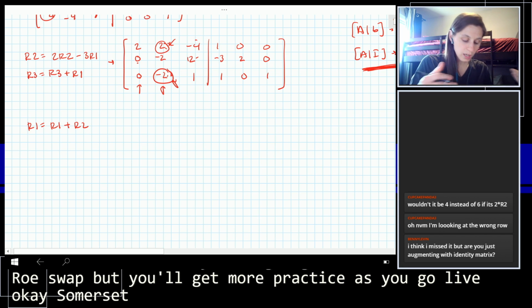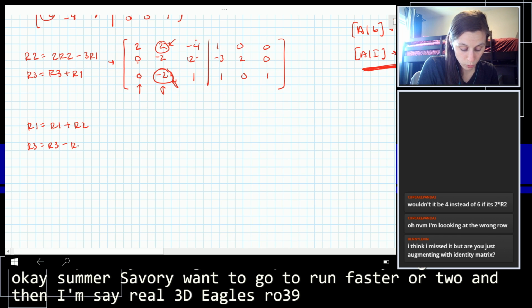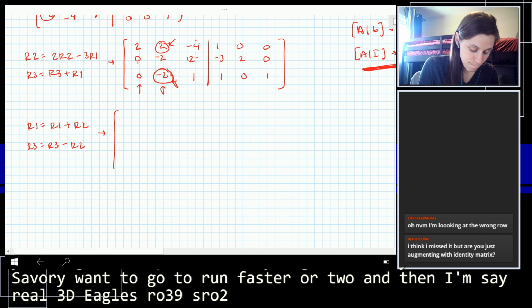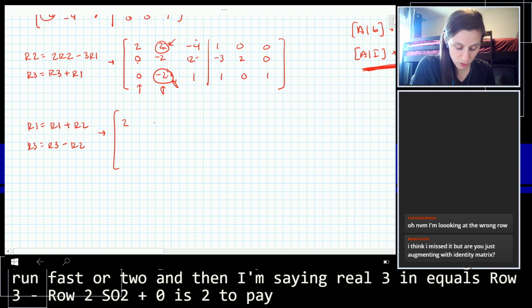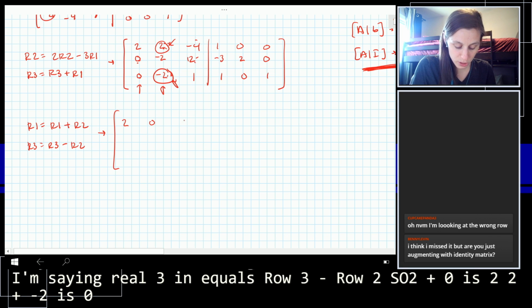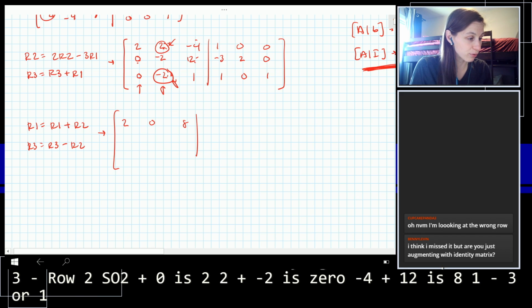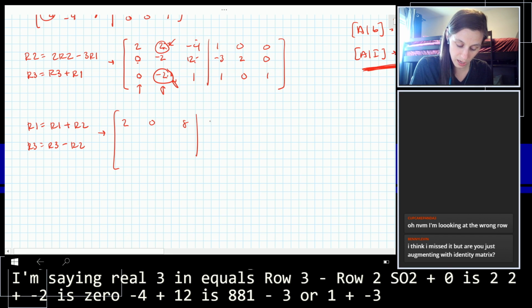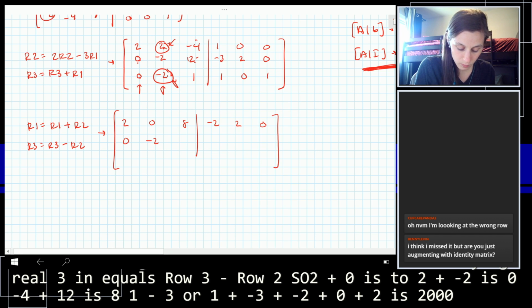So I'm going to say row 1 equals row 1 plus row 2, and then I'm going to say row 3 equals row 3 minus row 2. So, 2 plus 0 is 2, 2 plus negative 2 is 0, negative 4 plus 12 is 8, 1 plus negative 3 is negative 2, 0 plus 2 is 2, 0 plus 0 is 0. Row 2 doesn't change.